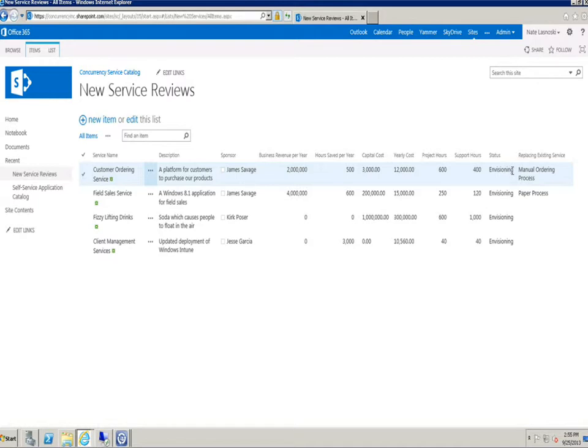So I look at this service, I can say, okay, it's something that's going to be valuable to us. It's something that we're evaluating. We haven't necessarily chosen it. But I can see that it's replacing an existing service, which is our manual ordering process.